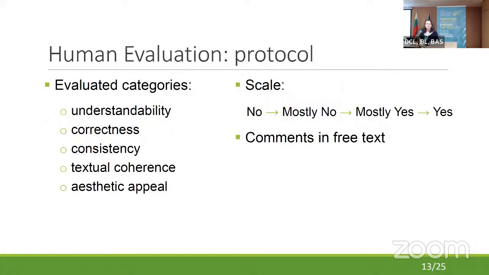A few words about the human evaluation protocol. It tested qualitative characteristics such as understandability, correctness, consistency, textual coherence, and aesthetic appeal. And there was a scale of 4 possible answers between no, through mostly no, mostly yes, and yes. And comments in free text were also encouraged.